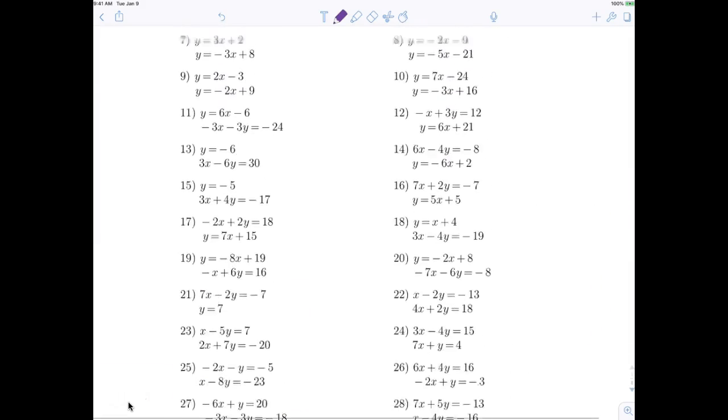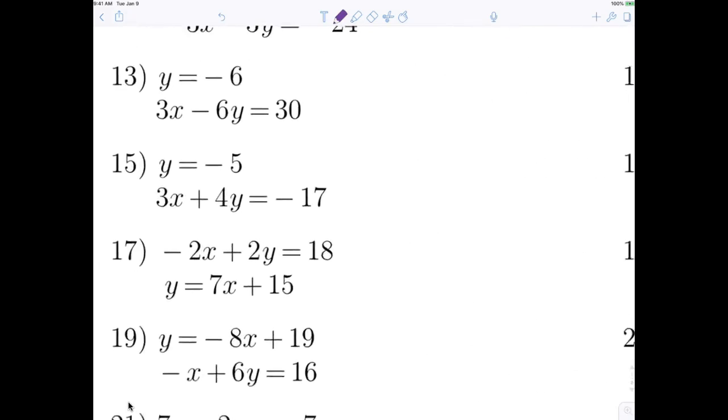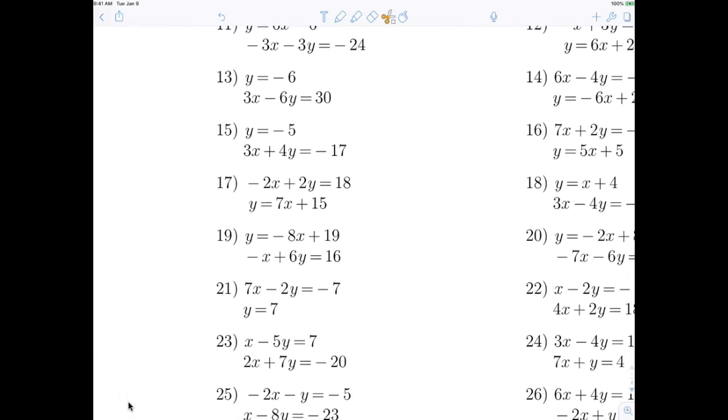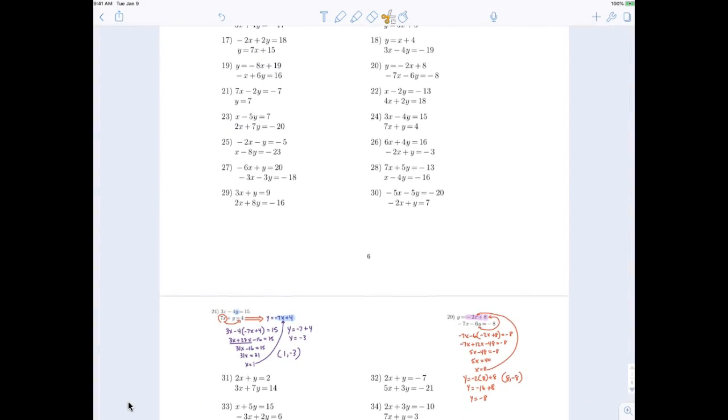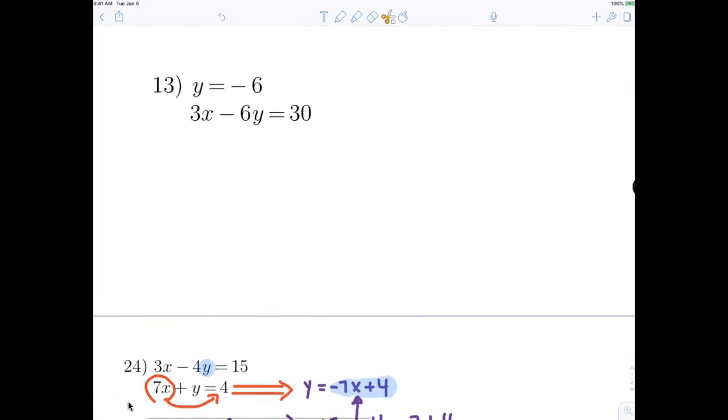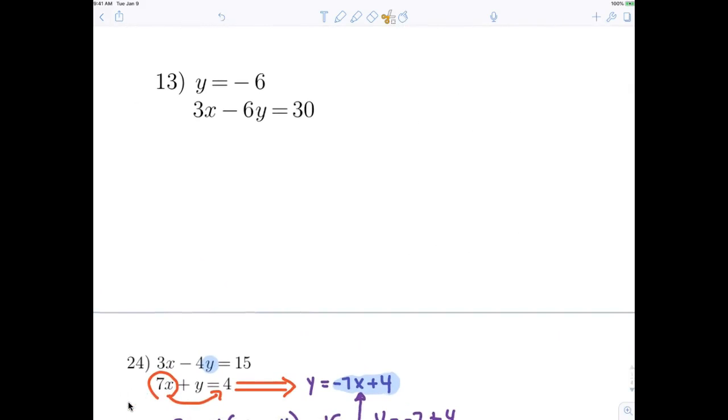Now, let's take a quick look at 13, and then we're going to move on. Now, number 13. I think 13 is a little bit easier. The reason why I say it's a little bit easier is because we already know what the y value is. The y value is already negative 6. All right, so here we go. It's okay. So if y is negative 6, all I need to know is that wherever I see a y, I'm going to put negative 6. So here we go.